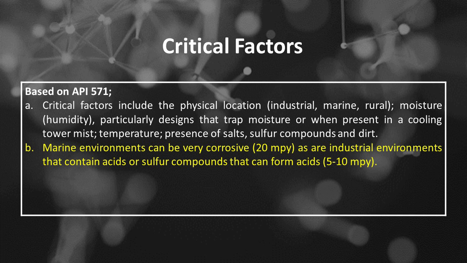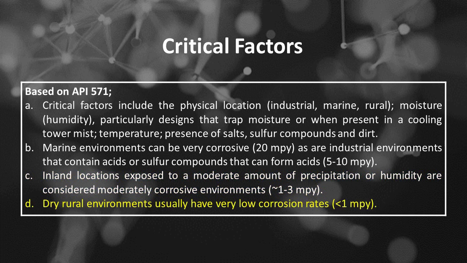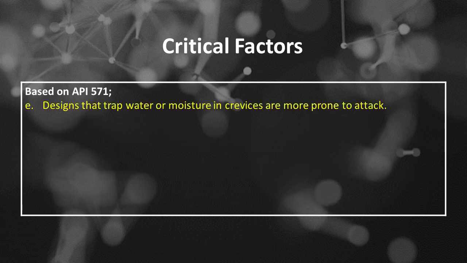Marine environments can be very corrosive, 20 mils per year, as are industrial environments that contain acids or sulfur compounds that can form acids, 5 to 10 mils per year. Inland locations exposed to a moderate amount of precipitation or humidity are considered moderately corrosive environments, 1 to 3 mils per year. Dry rural environments usually have very low corrosion rates, less than 1 mil per year. Designs that trap water or moisture in crevices are more prone to attack.